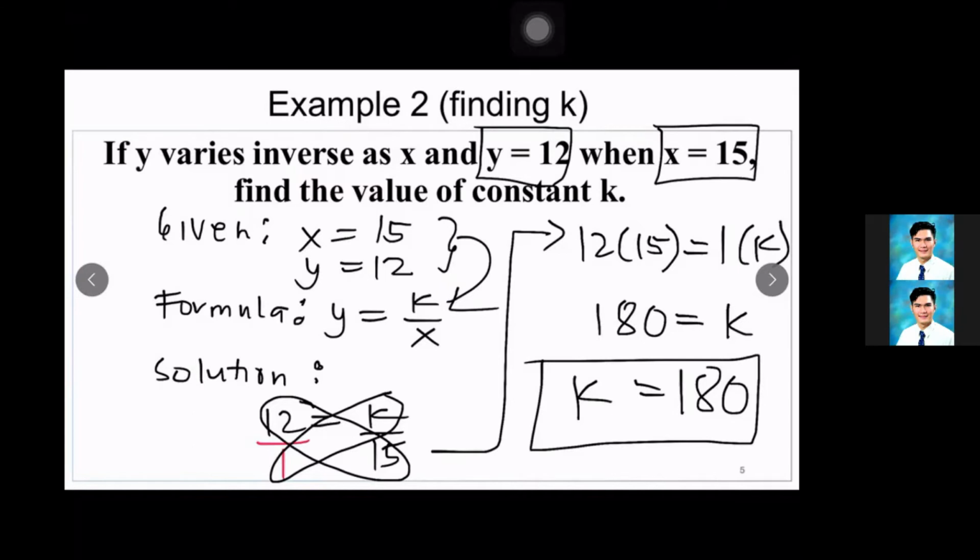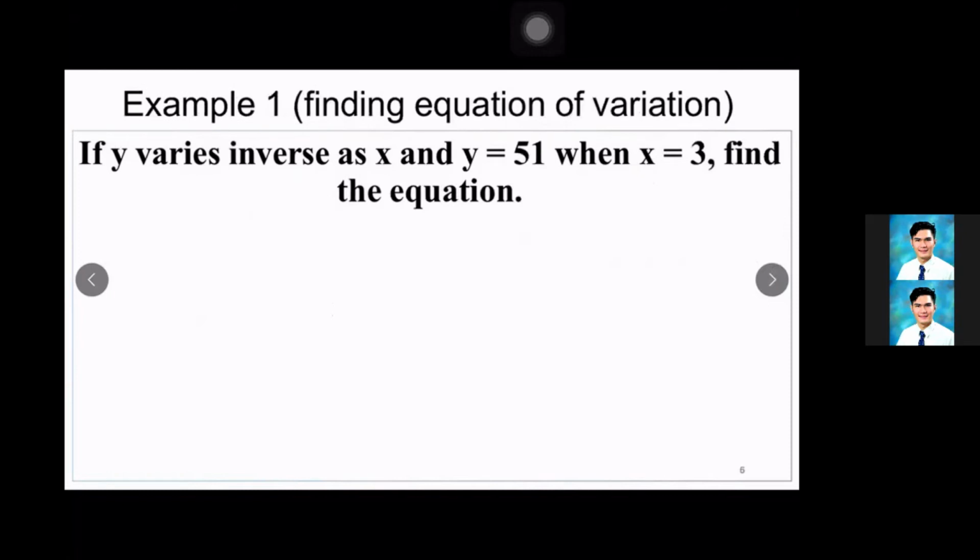So, since we identified the value of k, let us now apply finding k in finding the equation of variation. Just like the process of our direct variation, we will now identify the equation of variation. So according to here, if y varies inversely as x and y is equivalent to 51 when x is equivalent to 3, find the equation. The equation of variation involving inverse variation.